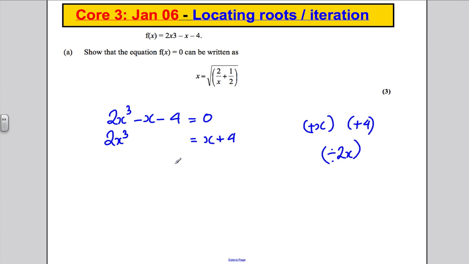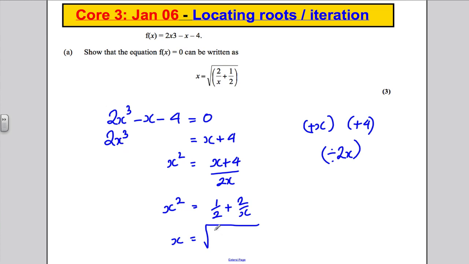So I would get myself x squared is equal to (x + 4) over 2x. And dividing both the x by 2x and the 4 by 2x, I would get a half plus 2 over x. And then taking square roots, I get the answer I want. And I'm just going to rewrite these the other way around because obviously it doesn't make any difference. And there I go.